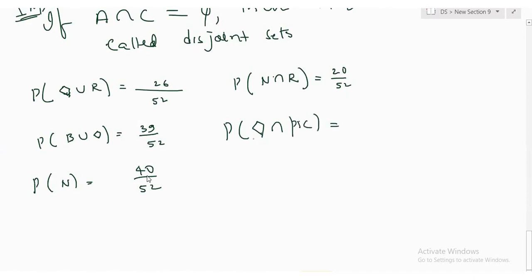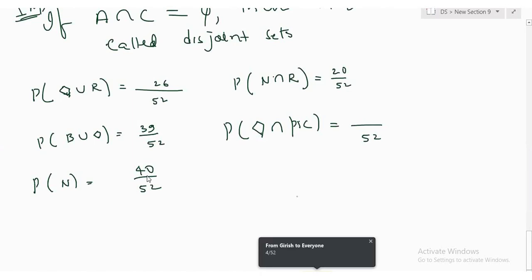What about a diamond which is a picture card? First I need to write 52. Tell me. 3 by 52, because picture cards are only 3: J, Q, K.